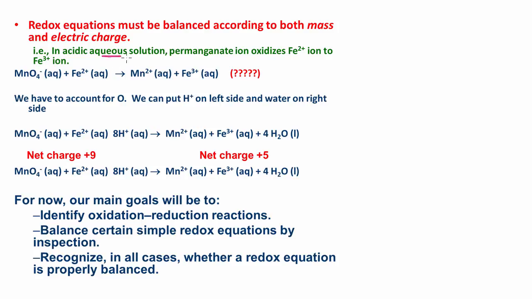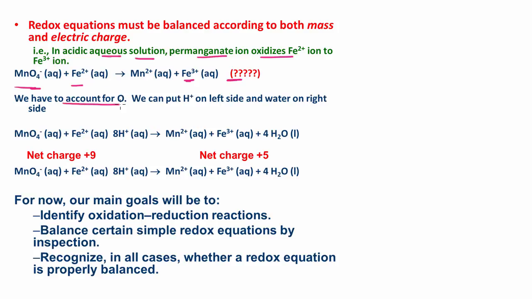It turns out that in acidic aqueous solution, permanganate ion will oxidize iron 2 ion to iron 3 ion. So notice here, this is not balanced. I mean, we're fine in manganese and we're fine in iron, it's balanced, but we have oxygens on this side and none on this side. And also on this side, our charge is a plus 5. On this side, it's a plus 1. So we're not balanced in charge or in atoms.